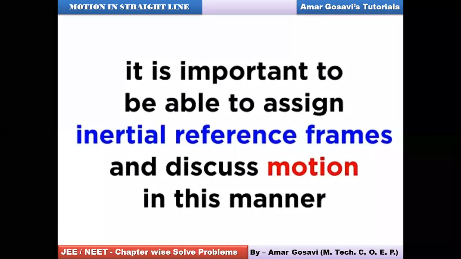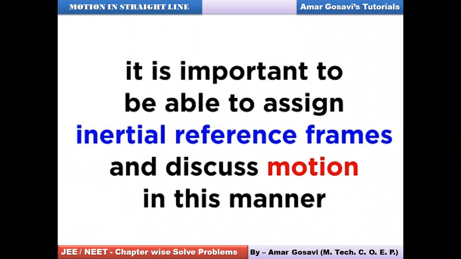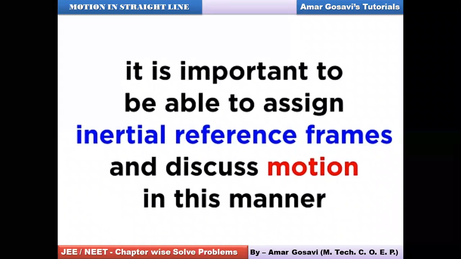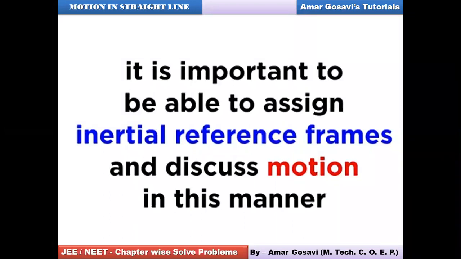First of all, we need to understand whether we are able to assign the frame of reference to discuss motion. We should be in a position to think about whether we are discussing an inertial frame of reference or a non-inertial frame of reference. And even if the cases are of non-inertial frame of reference, we should be in a position to assign an inertial frame corresponding to that motion. Okay, friends, let's move ahead then.